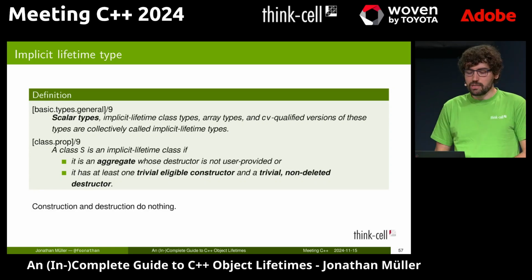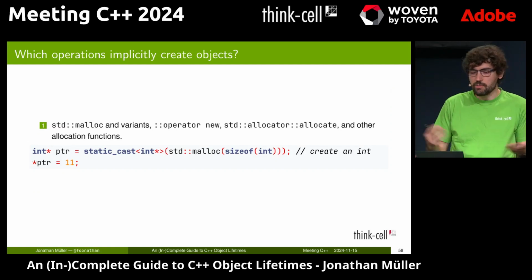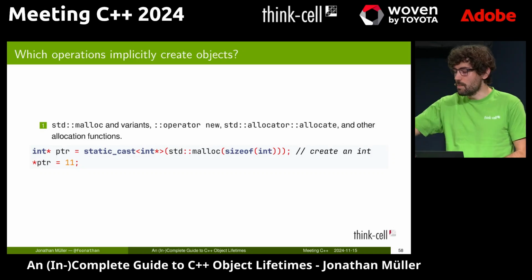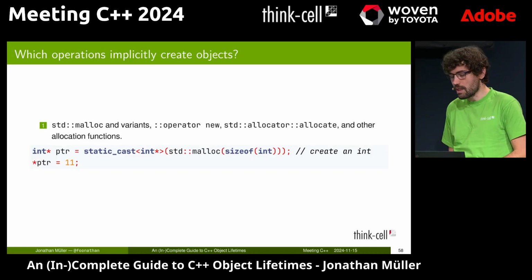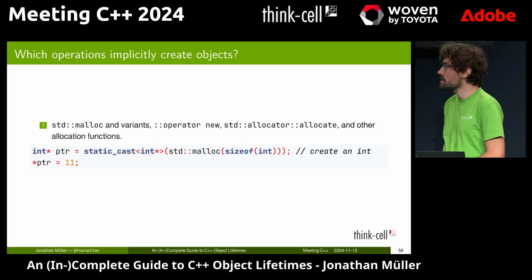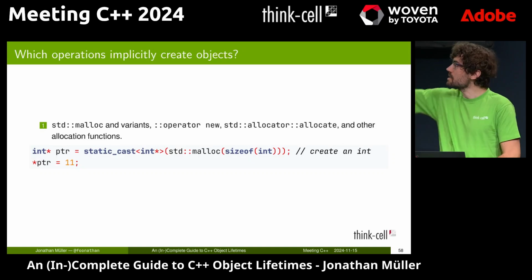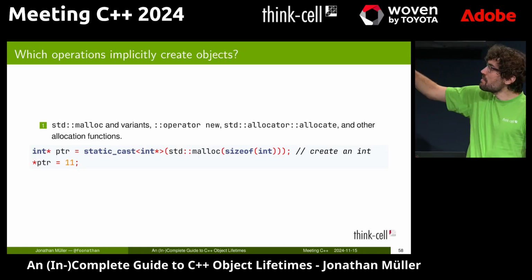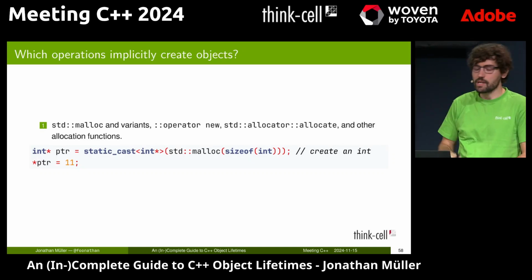So what are those operations that implicitly create objects? Well, malloc, for starters. Any variants like realloc or calloc, operator new, allocation functions from the allocator, and a whole lot of other things. They all implicitly create objects. So the second allocation is okay, because this would be undefined behavior, but malloc implicitly creates objects, so it will implicitly create an object to make your code okay.